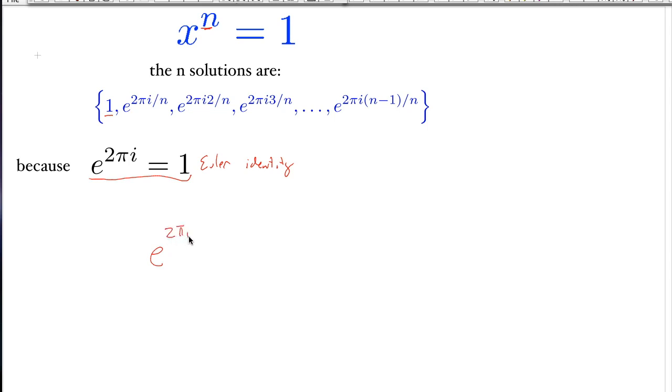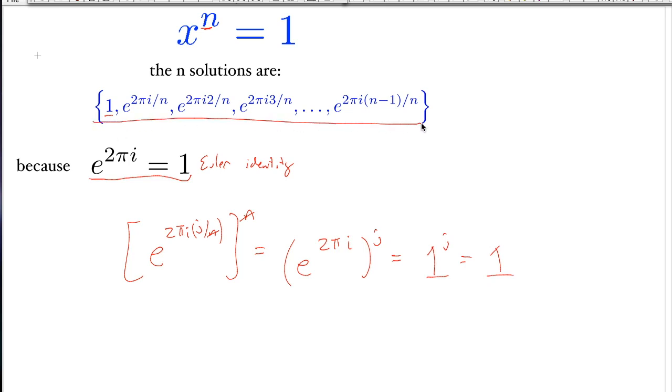Okay? If we take any of these points and we raise them to the nth power, then these n's cancel, and you get 1 to the j, or 1. So these are, in fact, n numbers. They're all different, and they're all roots of unity. They're all numbers that if you raise to the nth power, they turn out to be 1.